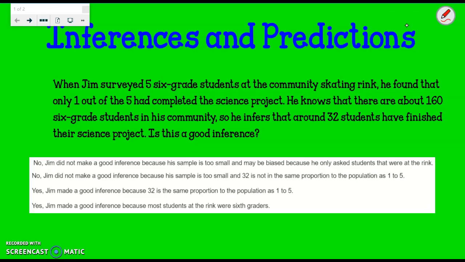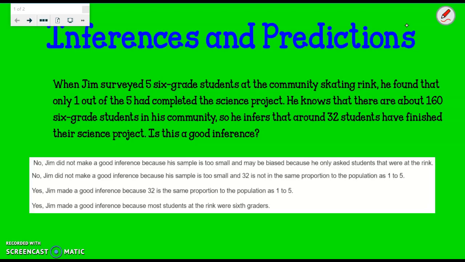So when Jim surveyed 5 6th grade students at the community skating rink, he found that only 1 out of the 5 had completed the science project. He knows that there are about 160 6th grade students in his community, so he infers that around 32 students have finished their science project. Is this a good inference? Well, let's look at it.